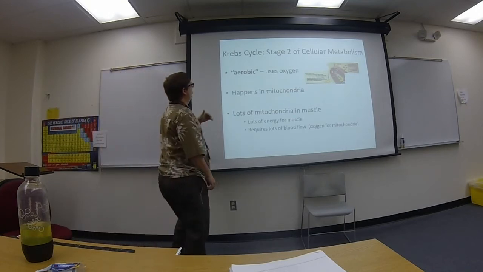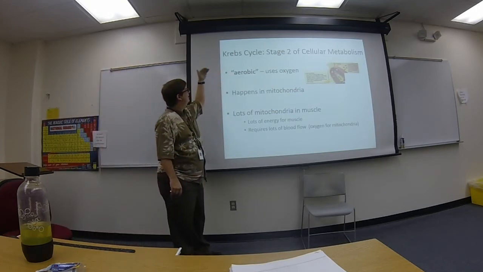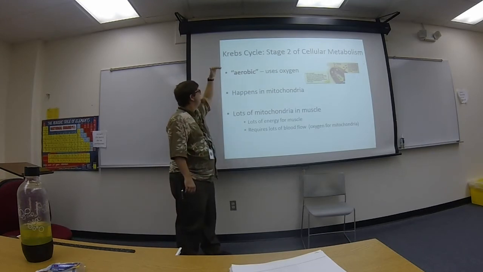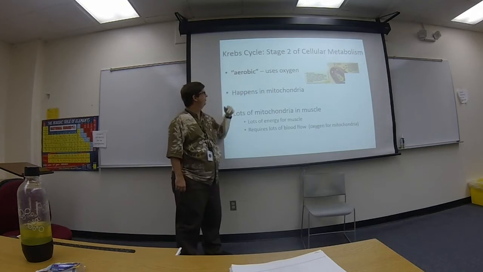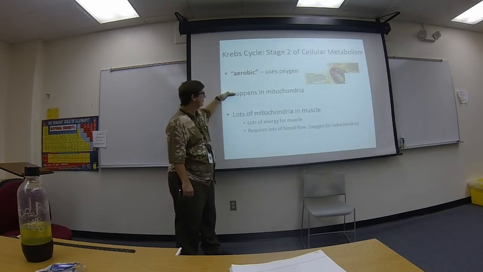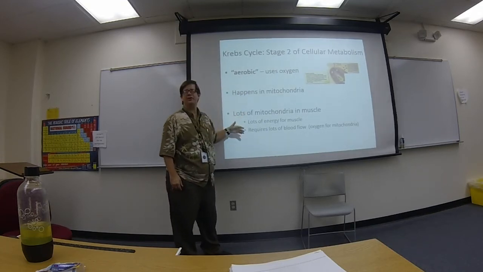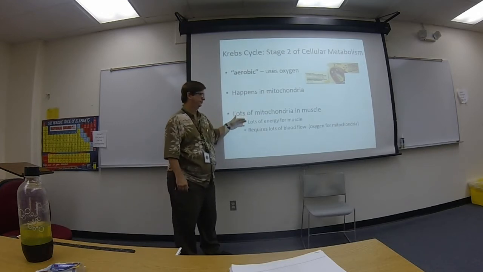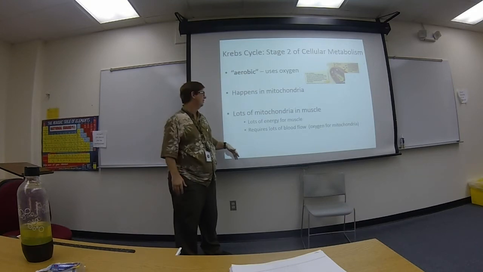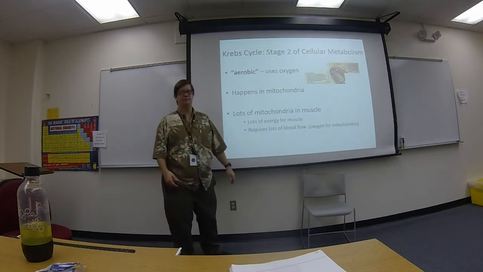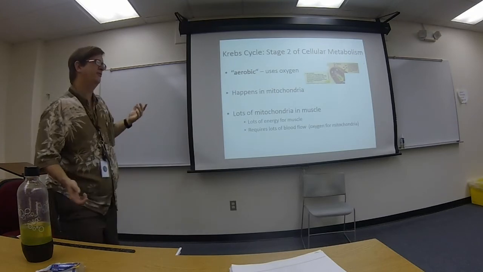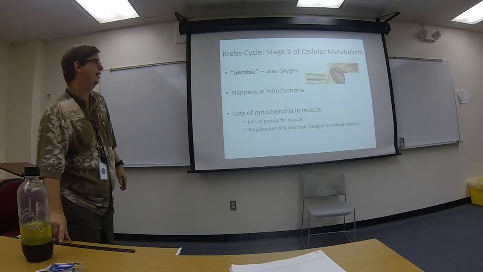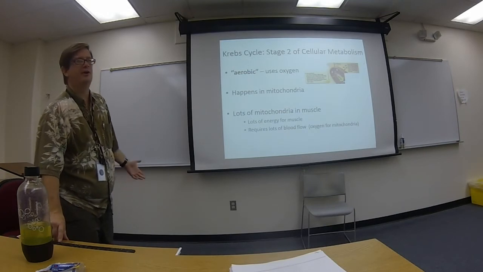All right, so the Krebs cycle, part 2 of breaking down sugar. Part 2 of cellular respiration. This is aerobic because it's using oxygen, because it's happening in the mitochondria. And this is why things like muscle cells that need lots of energy have lots of mitochondria. Does that make sense? Think of your heart. Always pumping, full of mitochondria. Also lots of blood flow to the spot because you've got to deliver lots of oxygen to those mitochondria. Does this make sense?